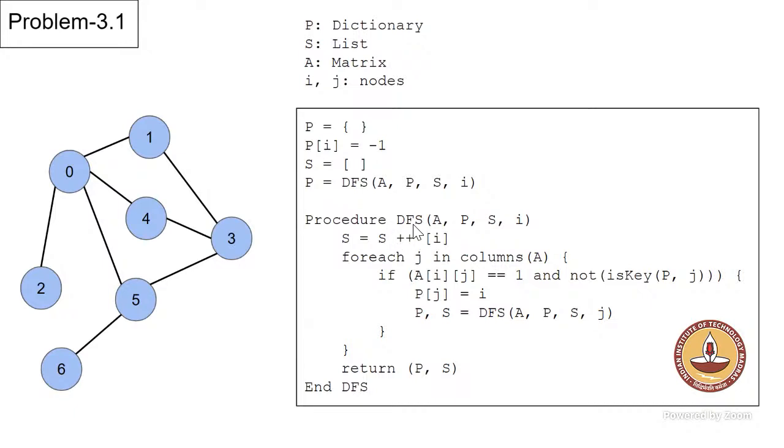So S will be storing that information. The first element in our list will be 0. Then we are iterating over the columns of J. That means we are iterating from I. We should check from this 0, that is, 0 is nothing but our I. We should check what all elements 0 is connected to. So 0 is connected to 1, 2, 4, 5.